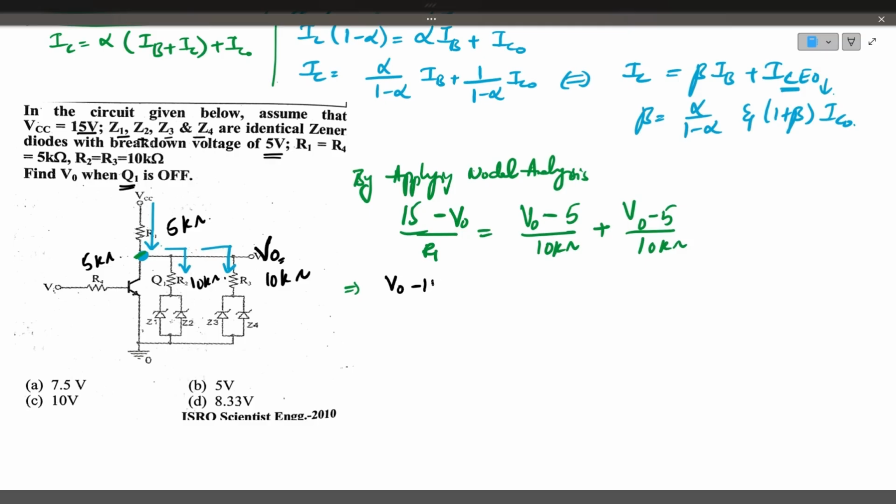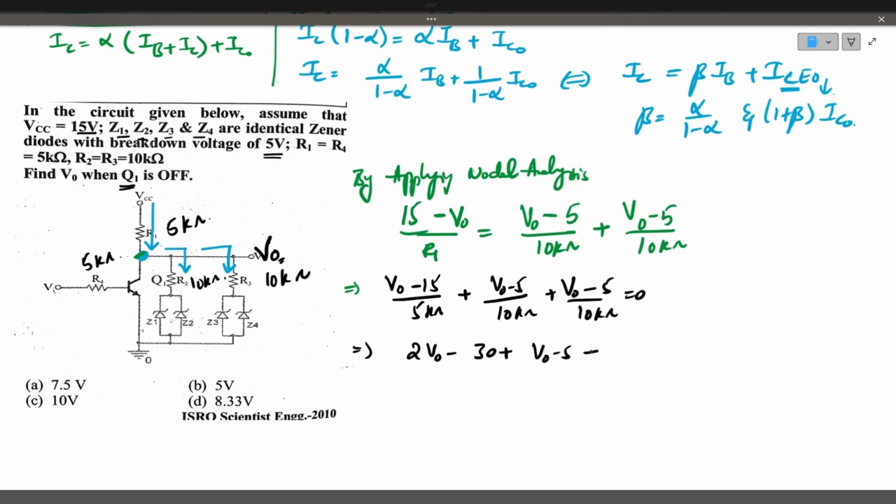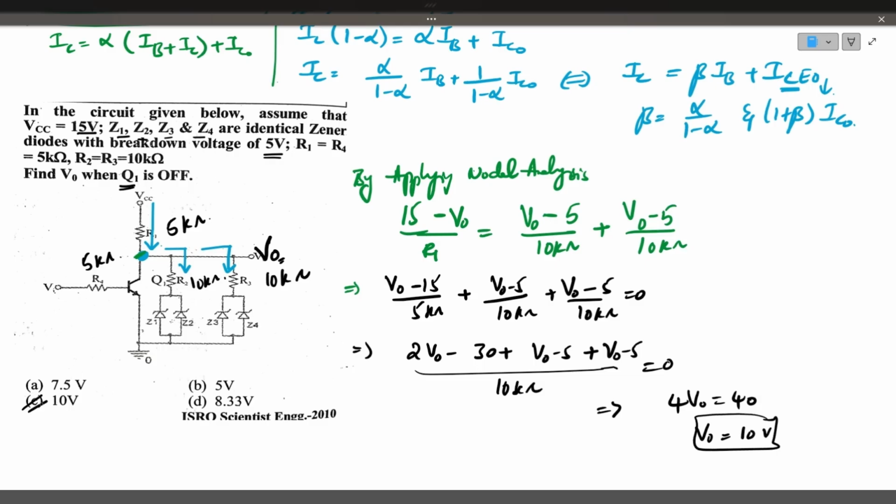V naught minus 15 by R1 is nothing but 5 kilo ohm plus V naught minus 5 divided by 10 kilo ohm plus V out minus 5 divided by 10 kilo ohm is equal to 0. You will get 2 V out minus 30 plus V naught minus 5 plus V out minus 5 divided by 10 kilo ohm is equal to 0. So by solving this, we'll get 4 V out is equal to 40. Output voltage is equal to 10 volt. So the answer is option C.